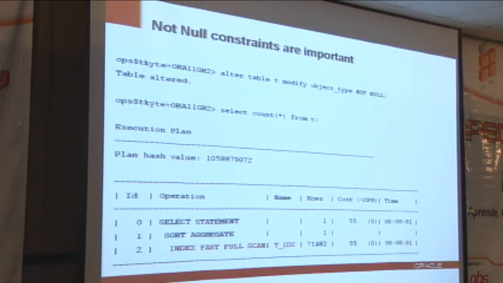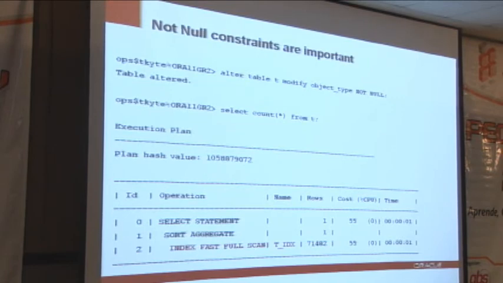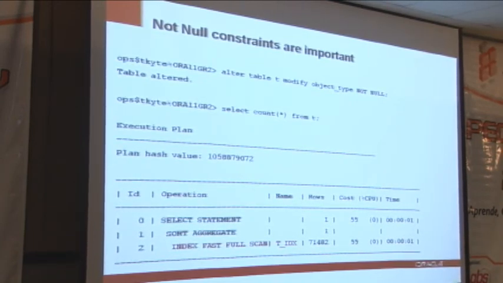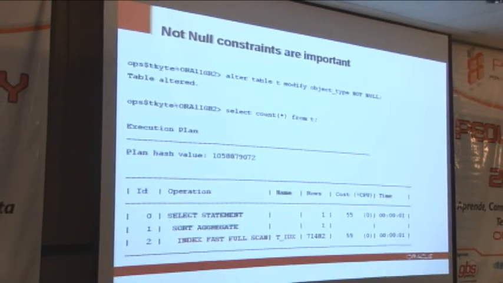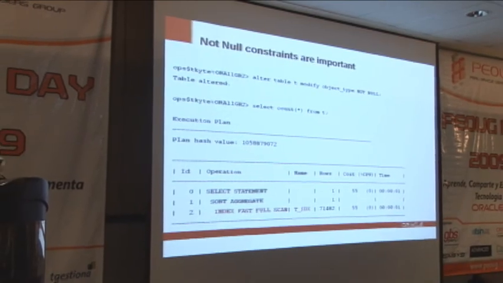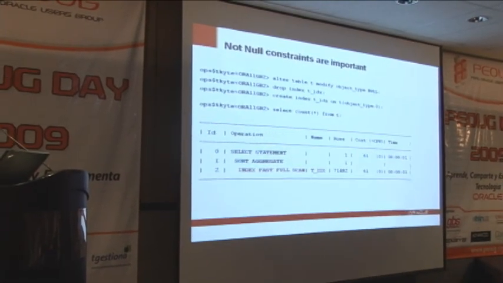Alter the table, modify that column to be not null, select the count, and we immediately change the query plan. It's going to be an index fast full scan. It's going to use the index as a small skinny version of the table and just count how many leaf entries it sees inside of that index. So adding that not null constraint gave us an access path that did not exist before.